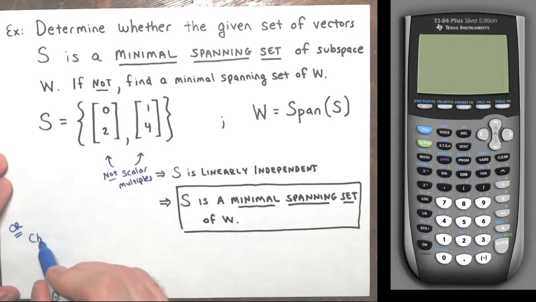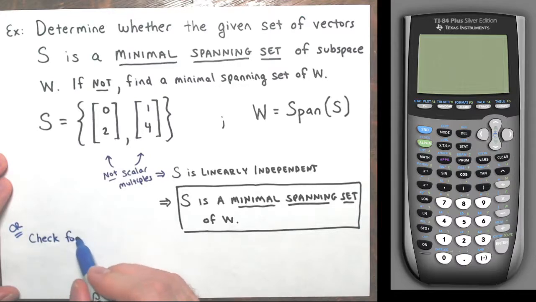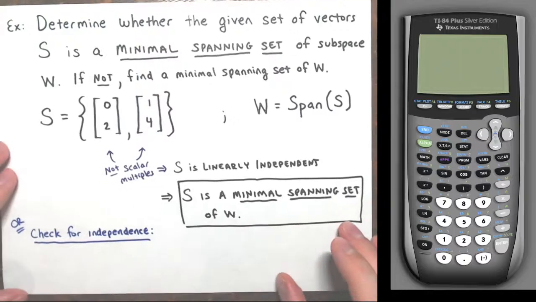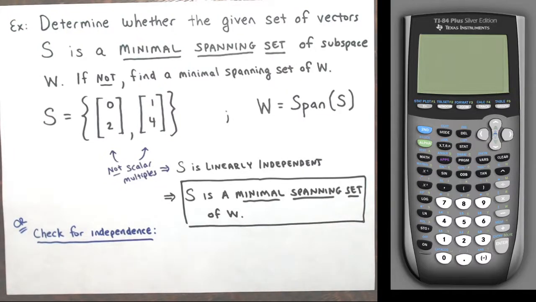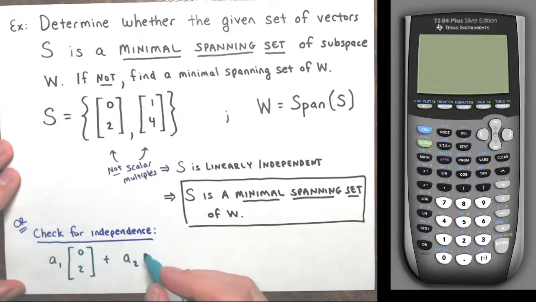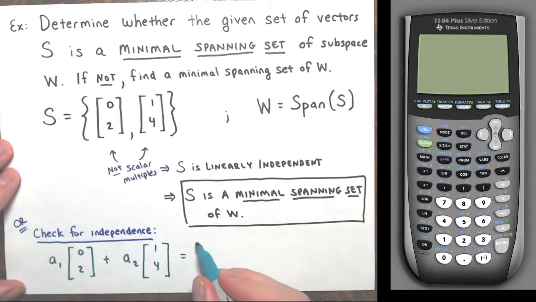This is the way we're going to start with all these. We're going to check for independence. Now recall how to check for independence. What did it mean for a set of vectors to be linearly independent? We were looking at this equation: some scalar, I'll call A1, times the first vector in S plus some scalar, I'll call A2, times the second vector in S. Remember, we're saying when is this going to be equal to the 0 vector? Right, the vector 0, 0.